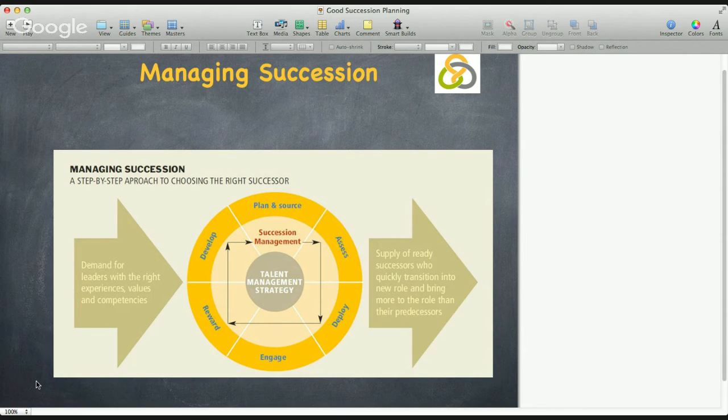So the demand for leaders with the right experiences, values and competencies is on the left-hand side. We need to plan and source for those. We need to assess those that are in the business already. We need to deploy those that we think have greater capacity. We need to get those guys engaged and rewarded and further developed. And then we can plan and source some more, so that we have the supply of ready successors who can quickly translate into a new role and bring with them to that role more than their predecessors had.